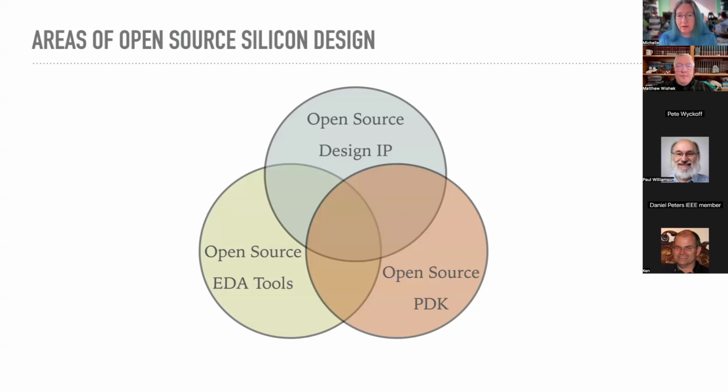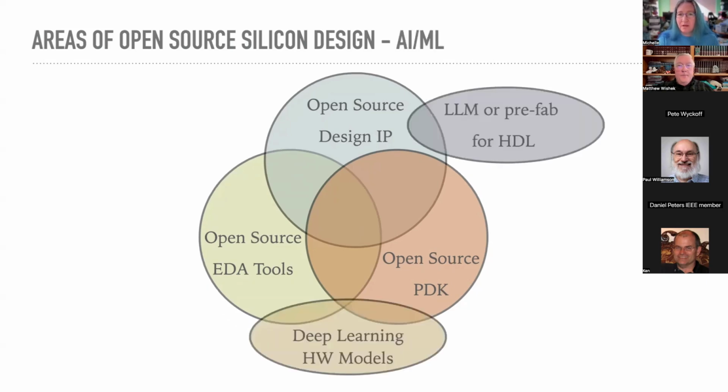And we can see that happening. There is actually a lot of open source hardware design. Well, I say a lot, but not a lot in comparison to the grand scheme of things, but a growing number of open source hardware designs and hardware IP. It's really exciting. That's one of the things that we do at ORI. And there are examples of open source EDA tools, like OpenROAD, and then the open source PDKs. So this is good. We have this. Where does AI/ML fit into this? There are some examples of large language models or prefabricated, automated writing of HDL. And this would go into the design IP category.